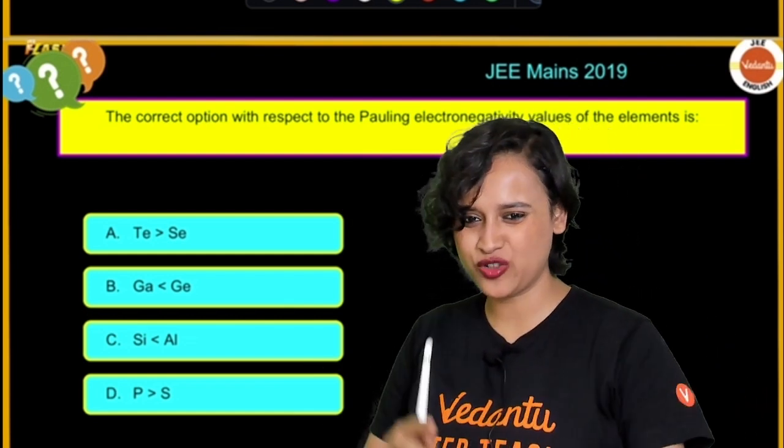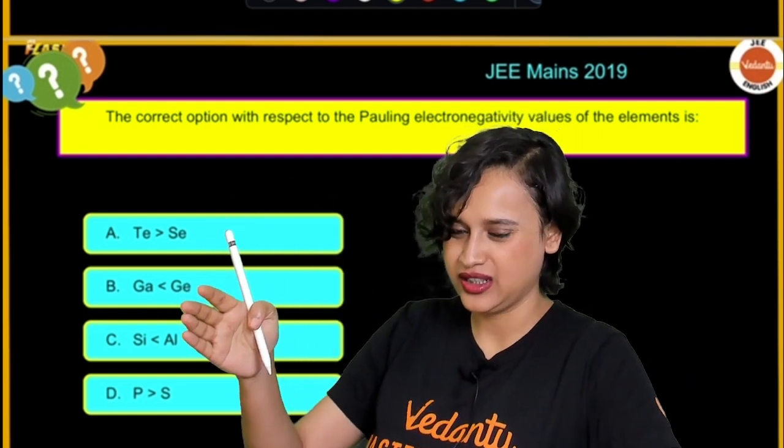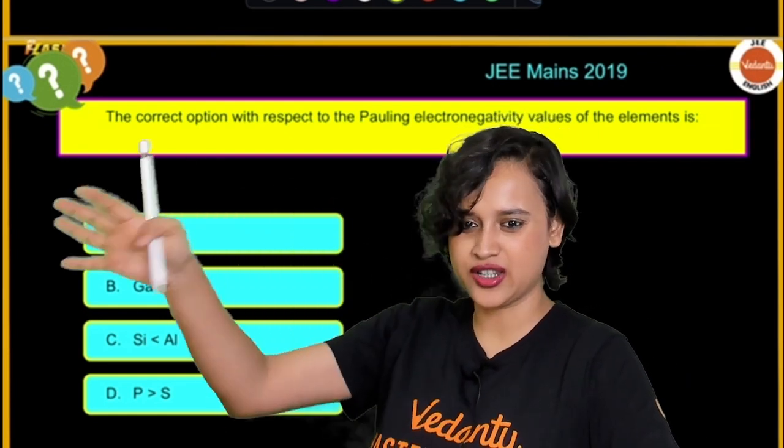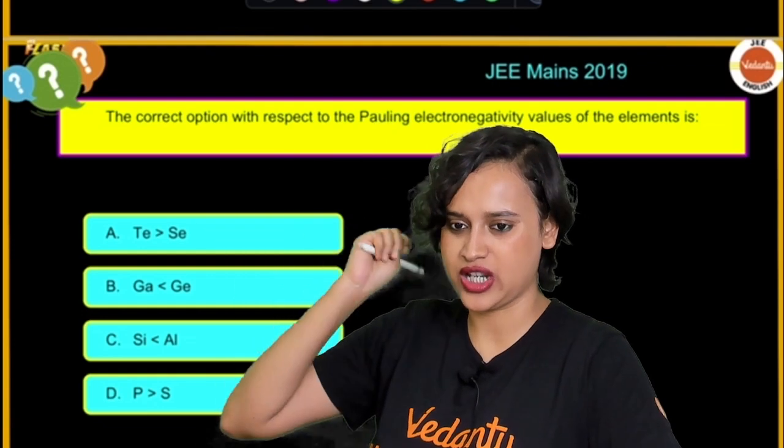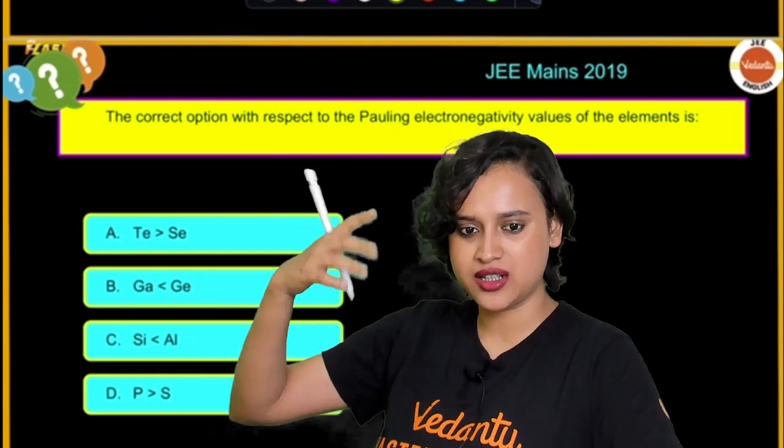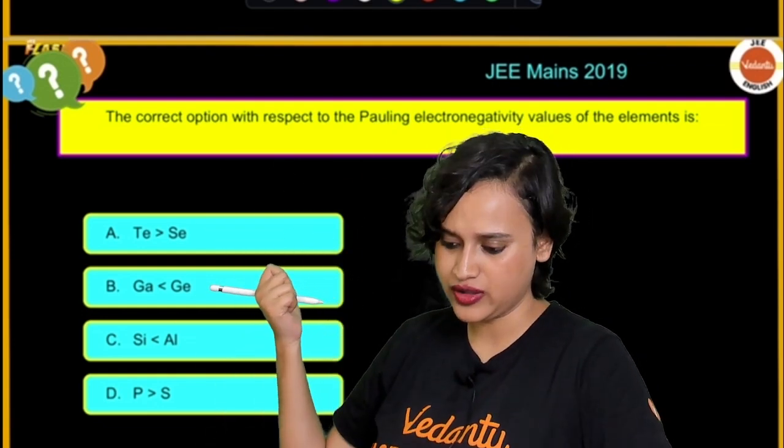We know that electronegativity increases across a period because of the increase in effective nuclear charge. That means that it will attract the bonding pair of electrons more. Yes.